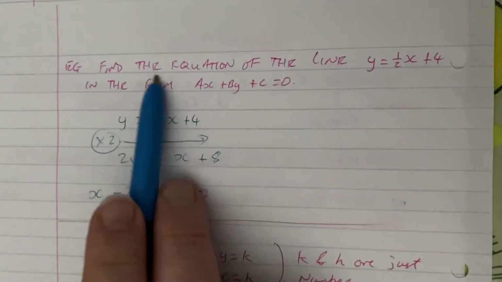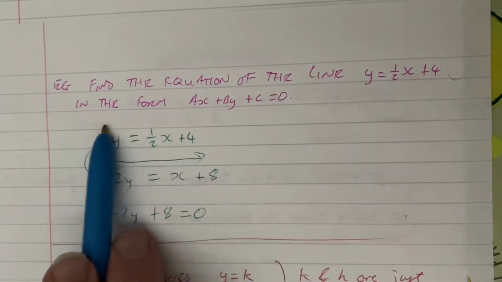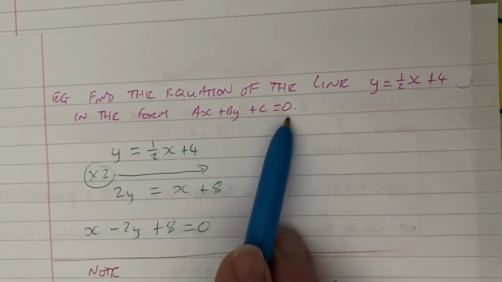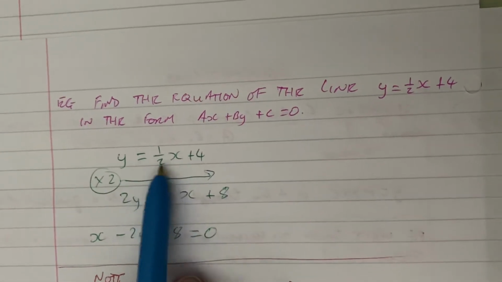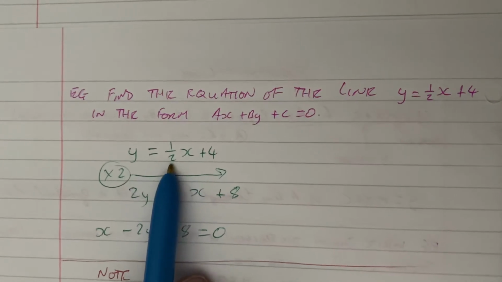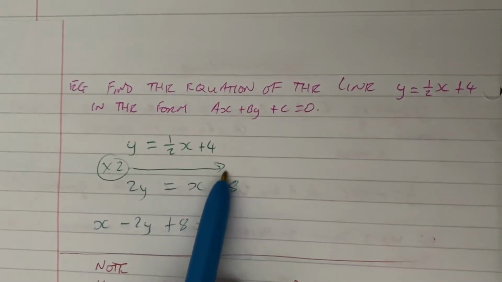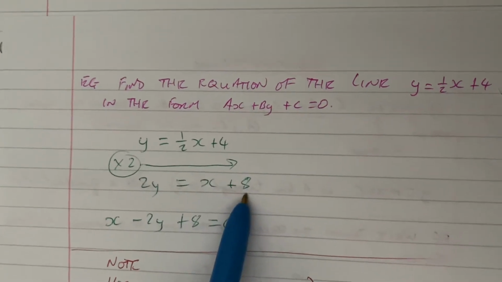For this one, find the equation of the line y equals a half x plus 4 in the form ax plus by plus c equals 0. So as I said, we do not have fractions in this form. So to get rid of our fraction, the bottom line here is a 2, so we times through by 2. So we get 2y equals x plus 8.